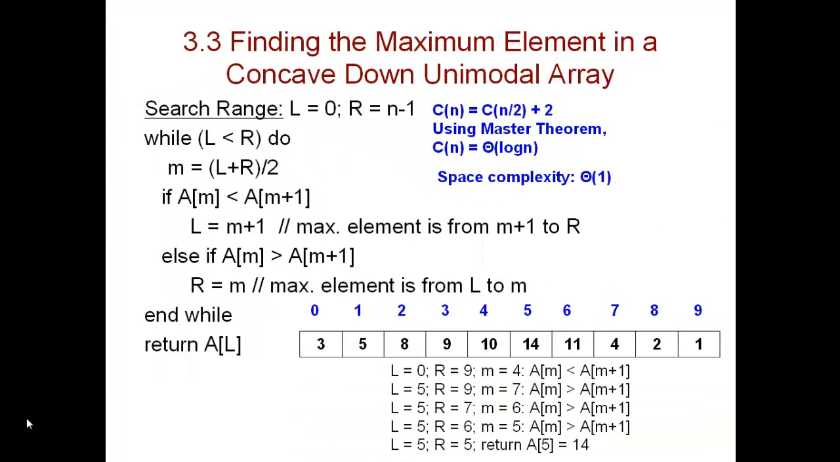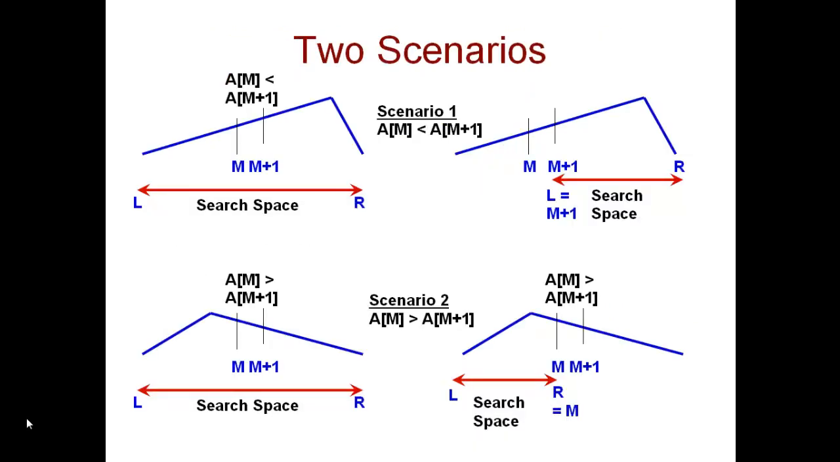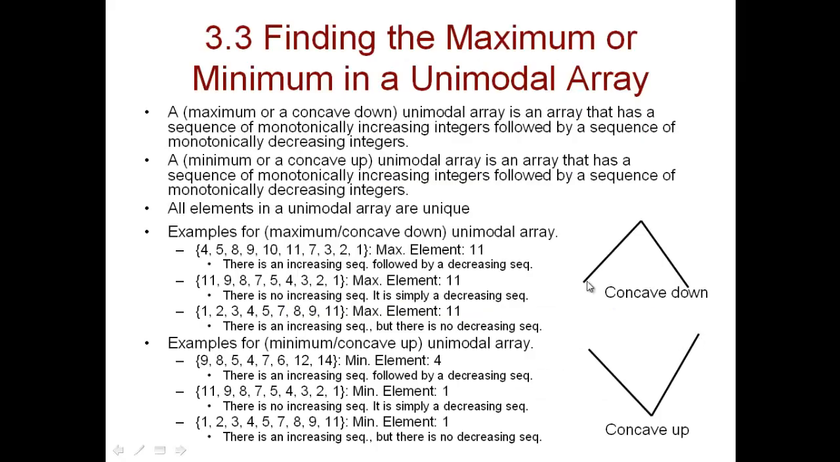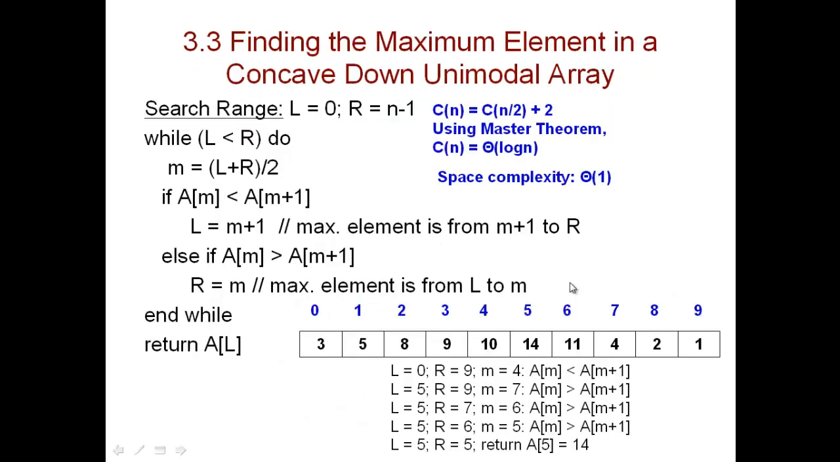Let us try to understand the binary search algorithm for this problem using an example along with the pseudo code. What we will do is start again with a left index and a right index. Here you are given an array like this: 3, 5, 8, 9, 10, 14, 11, 4, 2, 1. The values are increasing and then decreasing, so it's a concave down unimodal array. For such an array there should be a maximum, and that's what we want to find.